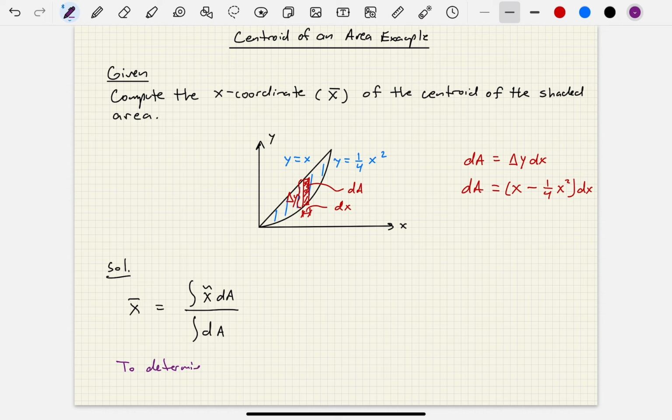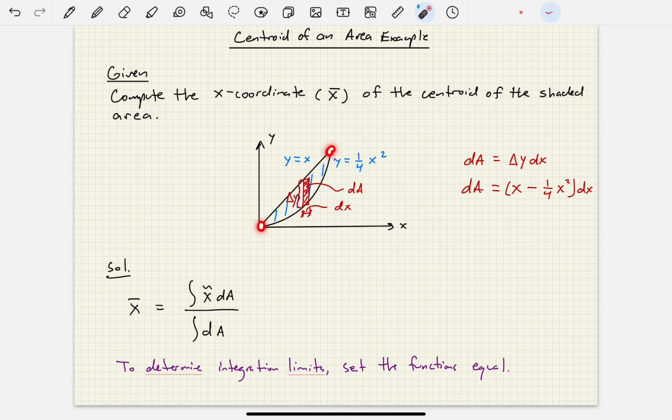To determine integration limits, what we do is set the functions equal to each other, okay? And that makes sense. Think about it. This point here and this point here are common points to both of these functions. So if we set the two functions equal to each other, we'll be able to determine these two points, which are the integration limits. And again, this first one looks like it's 0, but let's go ahead and confirm that, okay?